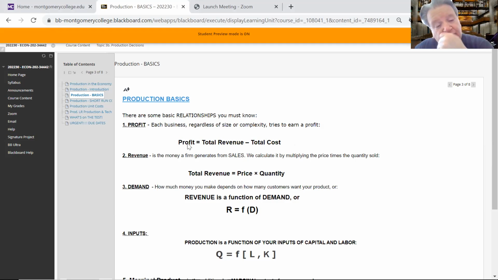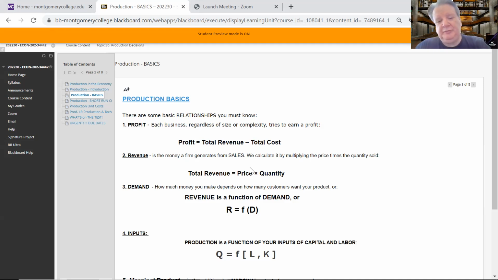So if you sell a hot dog for $5, and it costs you $2 to make it, so 5 minus 2, that's going to give you a $3 profit. And if you make 1,000 of them, that will be a $3,000 profit. So that's how this works.